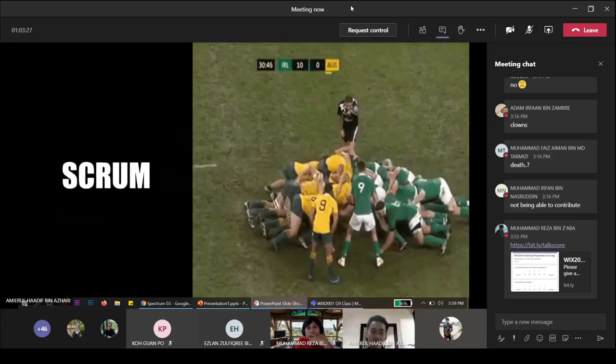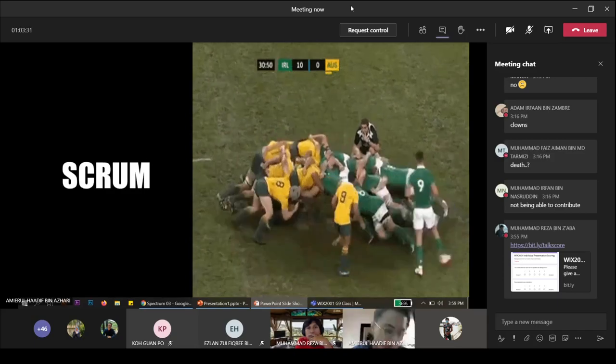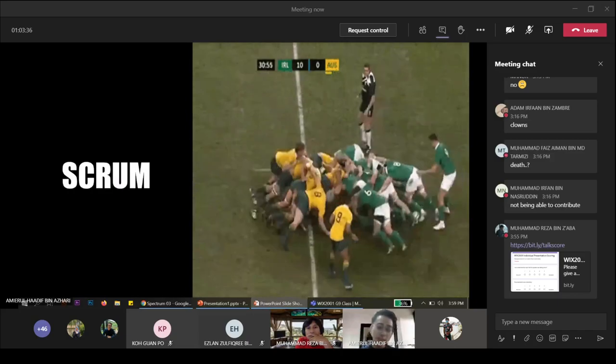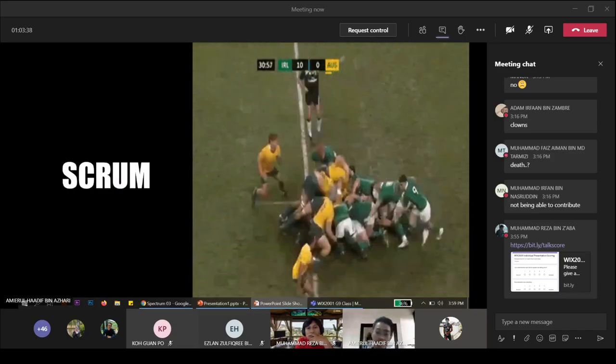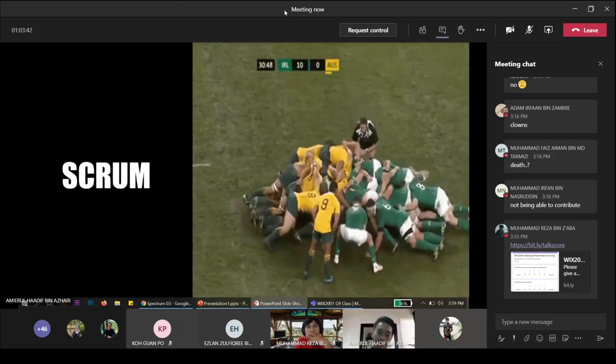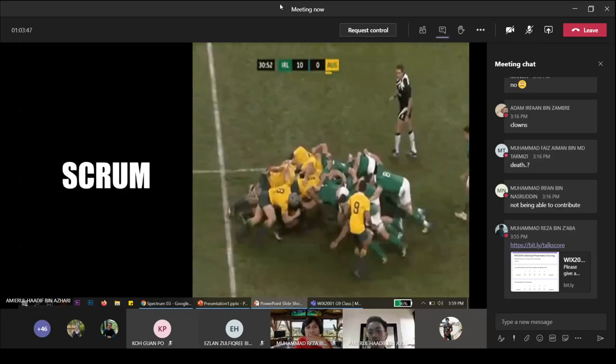So this is the scrum, as you guys can see on the slide. Scrum is a restarting play after a minor infringement. 8 players bind together with the opposing team, and the team with advantage will feed the ball into the scrum. The aim of the scrum is to compete for the ball in order to win possession.